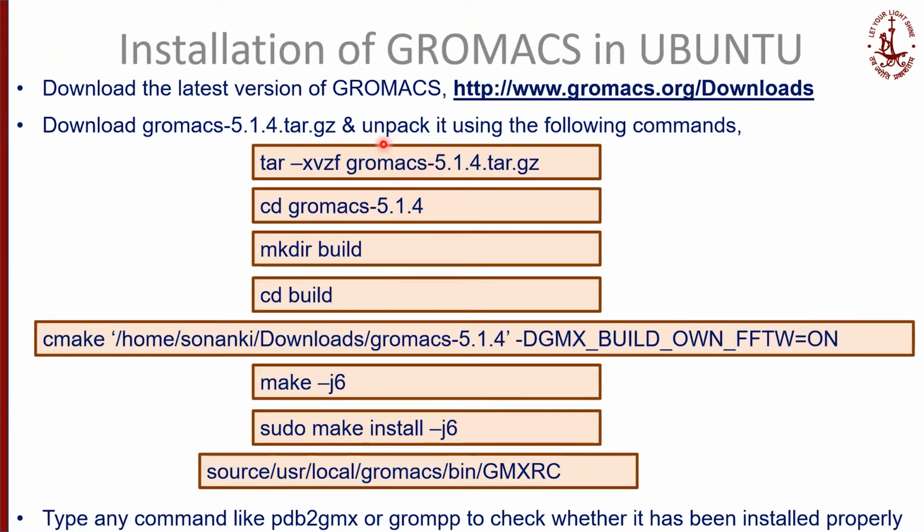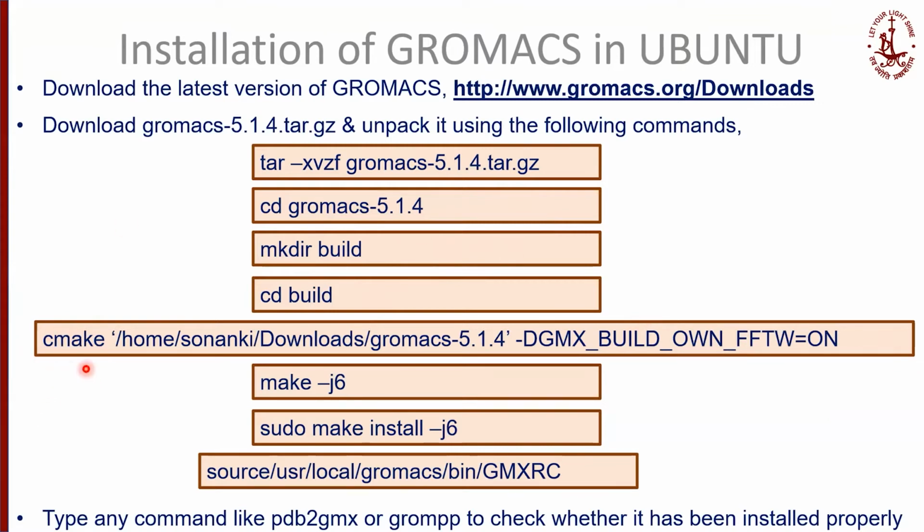So you unpack the tar file of GROMACS using this command, tar -xvzf GROMACS, whichever version you are downloading. It will unpack and create a directory of GROMACS of the version that you have downloaded. You go inside that folder, cd GROMACS, whatever version you have downloaded. Then you have to create a folder named build. So you type mkdir, make directory, build. Then you go inside that build directory and you have to type this command.